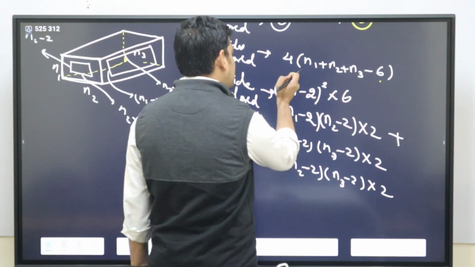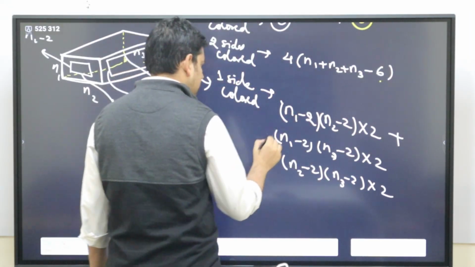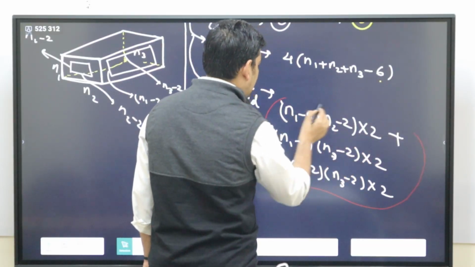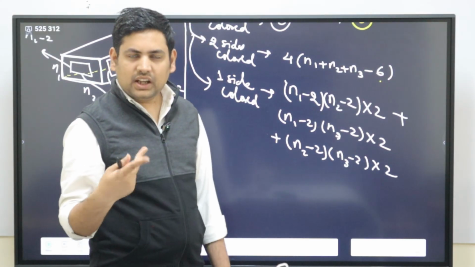Understood? So I am removing this one. Now this becomes your formula for one side color. Understood? Just think of them logically.